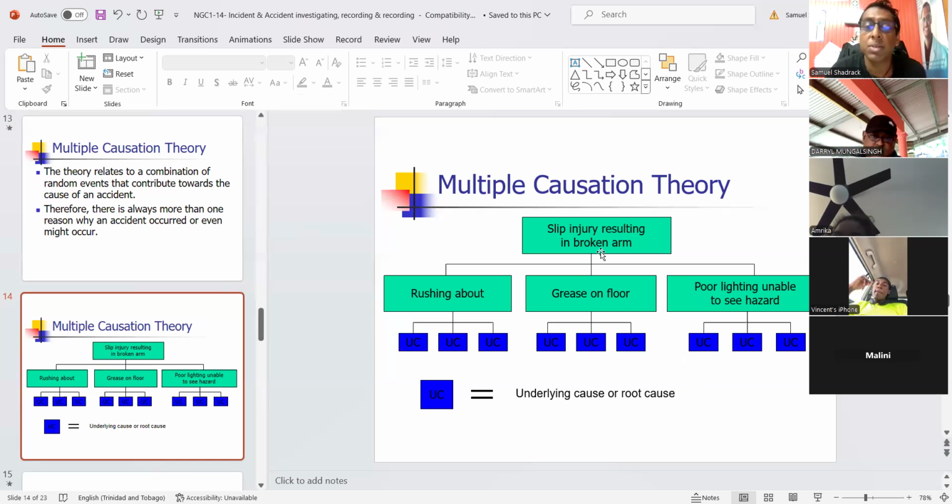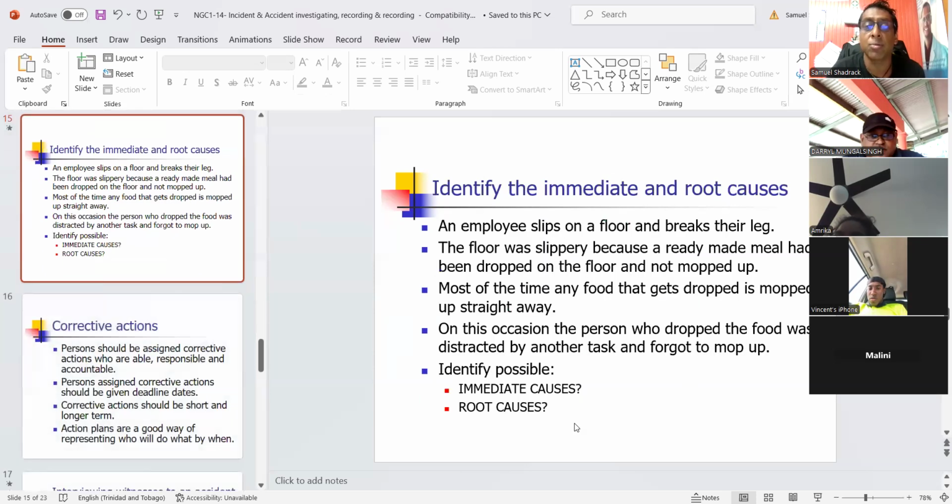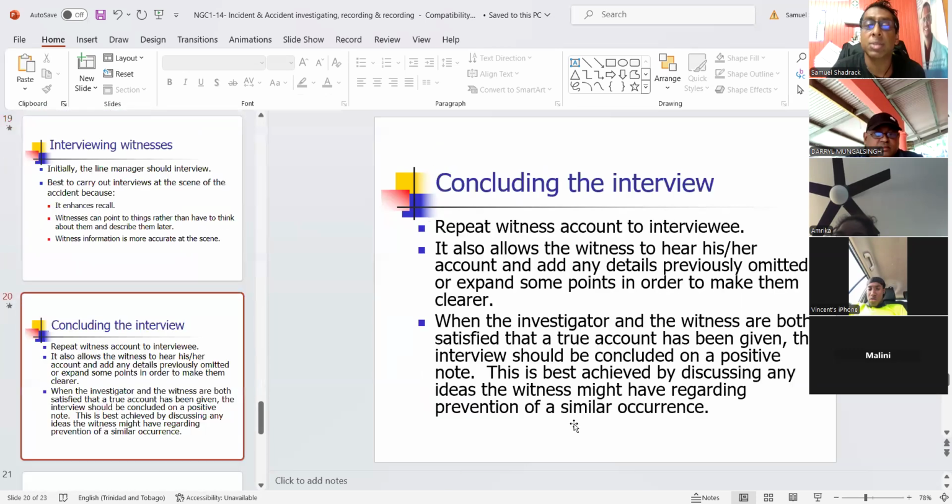If we look at the multiple causation theory, someone slipped, resulting in a broken arm. But if you ask why, the person was rushing about, there could have been grease on the floor, and there could have been poor lighting. But then you ask why again, and you end up with a lot more underlying or root causes anyway, right? Okay, so I think I'm ready to explain because we almost finished, right?